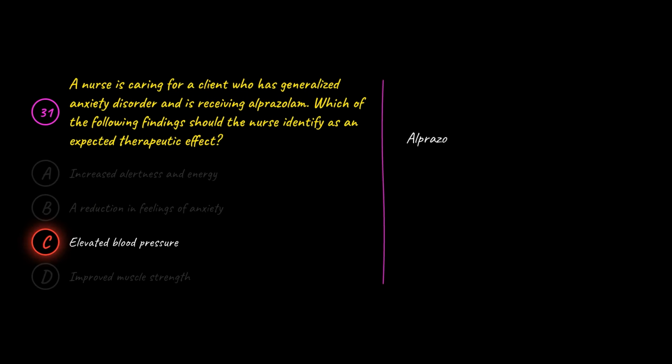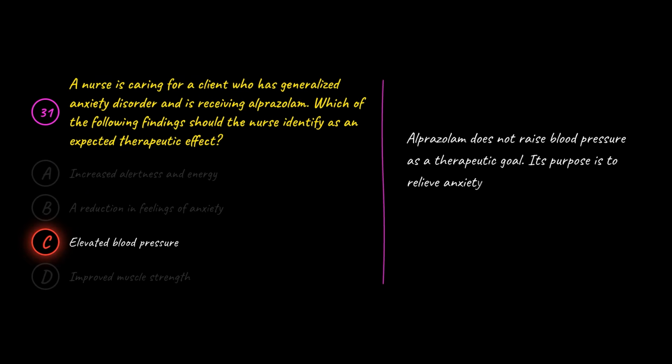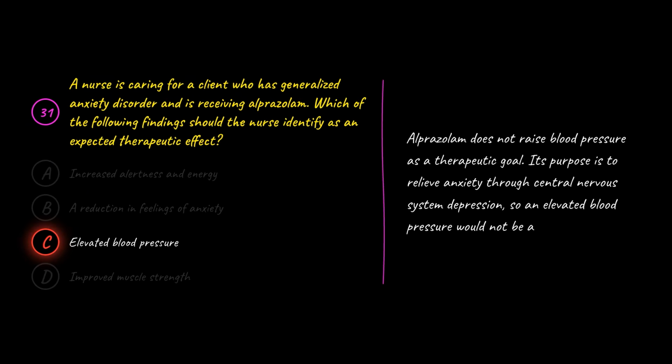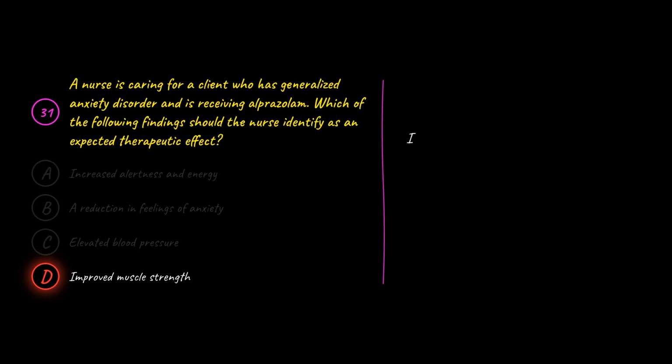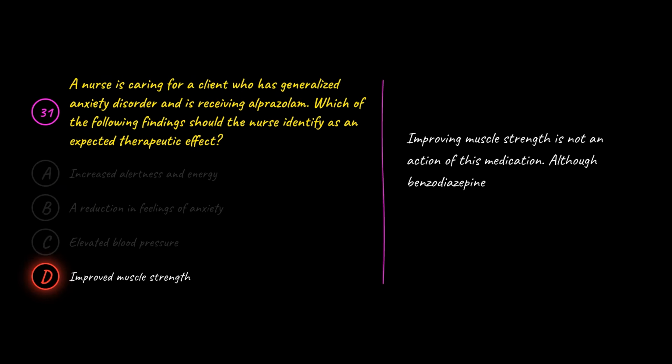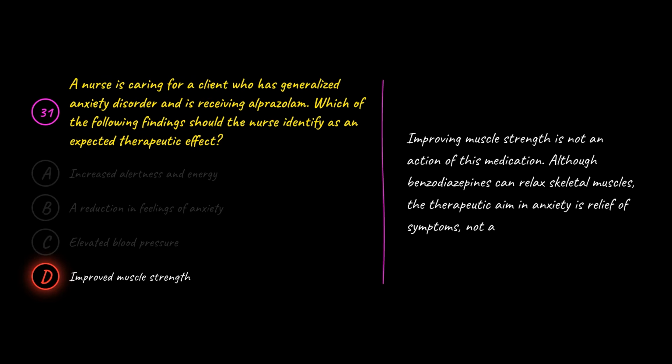C is wrong because alprazolam does not raise blood pressure as a therapeutic goal. Its purpose is to relieve anxiety through central nervous system depression, so an elevated blood pressure would not be an expected effect of treatment with this drug. D is wrong because improving muscle strength is not an action of this medication. Although benzodiazepines can relax skeletal muscles, the therapeutic aim in anxiety is relief of symptoms, not an increase in the client's muscle strength.